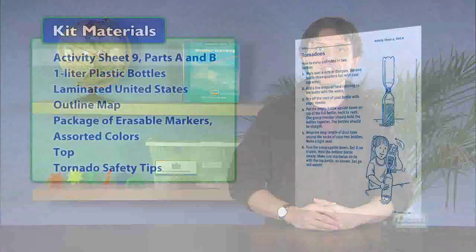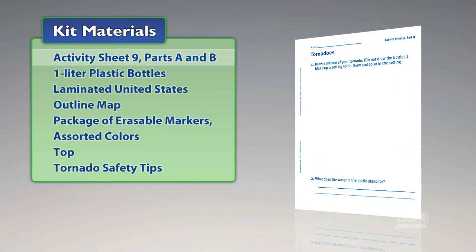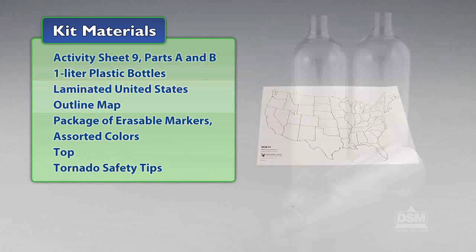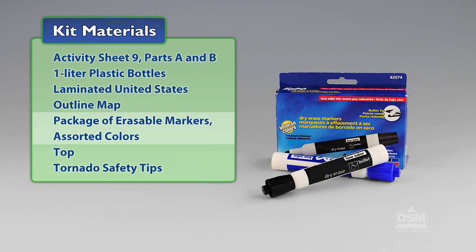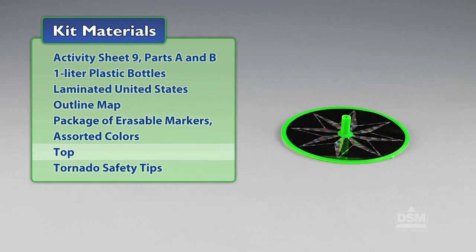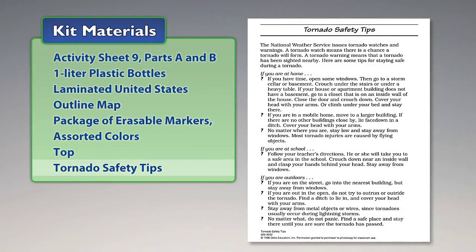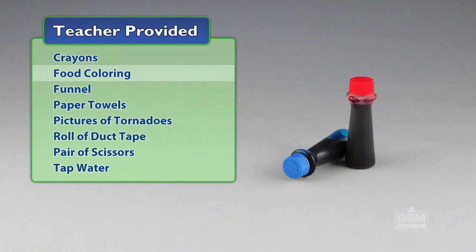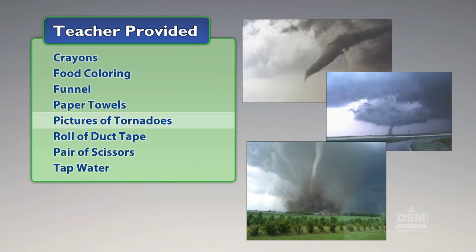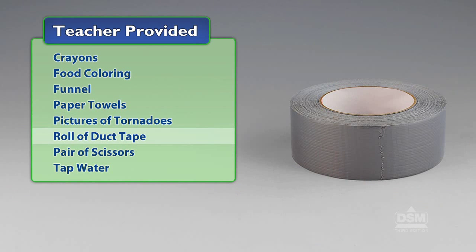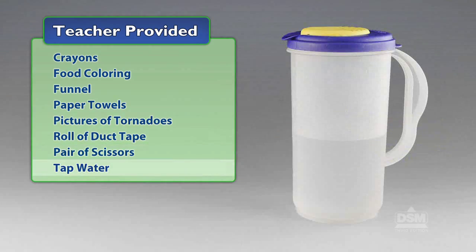You will need the following materials from the kit: Activity Sheet 9, Parts A and B, 1-liter plastic bottles, laminated United States outline map, package of erasable markers, assorted colors, top, and tornado safety tips. You will also need to provide crayons, food coloring, funnel, paper towels, pictures of tornadoes, roll of duct tape, pair of scissors, and tap water.